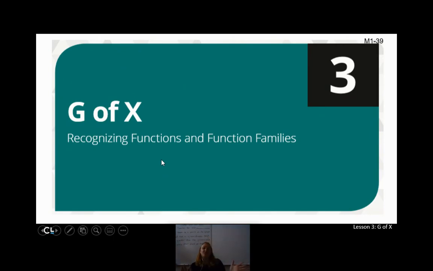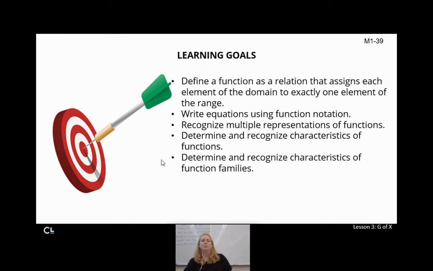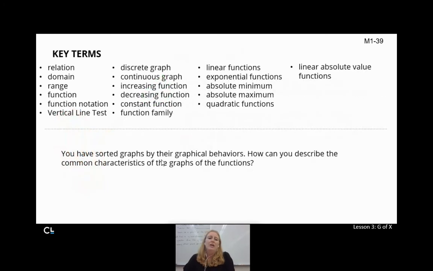So yeah, we're on day 3. We're recognizing functions and function families. We have already been working on all of these with defining our functions, using function notation, looking at different representations, looking for characteristics of functions. But we've now been narrowing it down to function families. And we've actually already found several function families, right? We found linear functions, exponential functions, quadratic functions, linear absolute value functions. We've already been playing this game. But we're now going to keep it going.